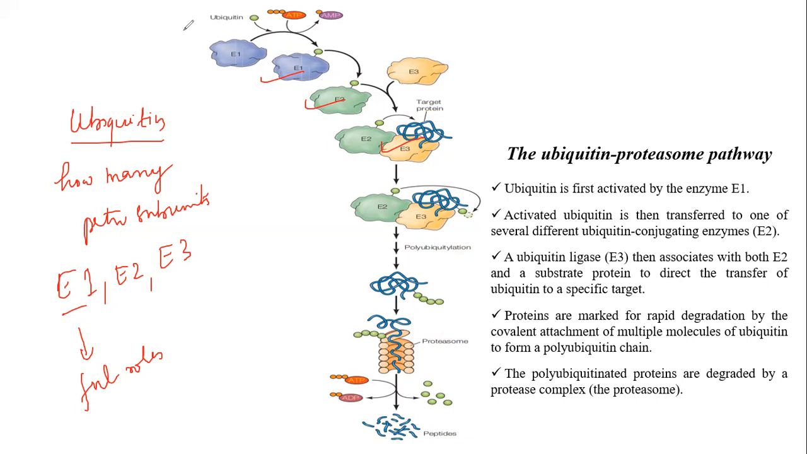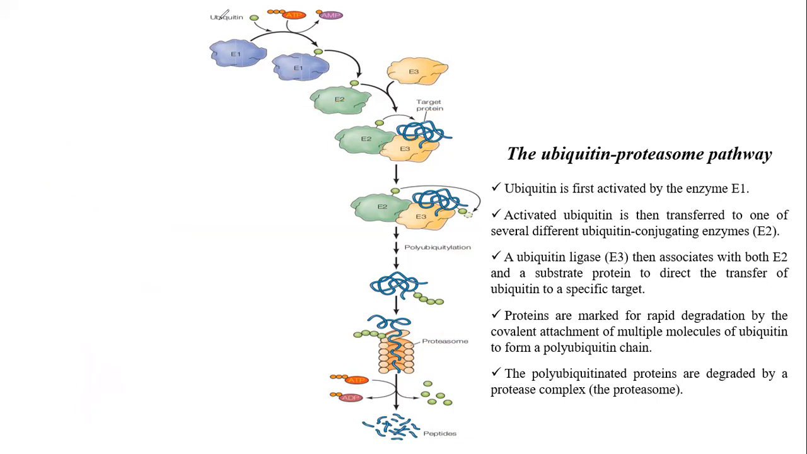So what do we see? We have got the ubiquitin molecule. With the help of the ATP, the E1 is getting charged. Okay. So E1, E2, E3 ये सब क्या है? ये सब आपके ubiquitin proteasome के enzymes हैं. Okay. So ubiquitin is first activated by the enzyme 1. So this activated ubiquitin is then transferred to one of the several ubiquitin conjugating enzymes like E2.